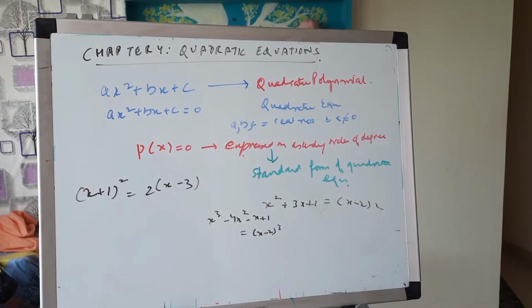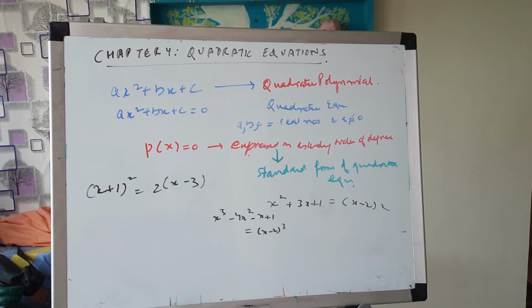Okay, moving to Chapter 4, Quadratic Equations. Now, we had learned in the polynomial chapter that a quadratic polynomial is ax square plus bx plus c, where a, b and c are real numbers and a is not equal to 0. Now, if we equate it equal to 0, then it becomes a quadratic equation where a, b, c are real numbers and a is not equal to 0. Usually such a polynomial, when it is expressed in the descending order of the degrees, is known as the standard form of a quadratic equation.